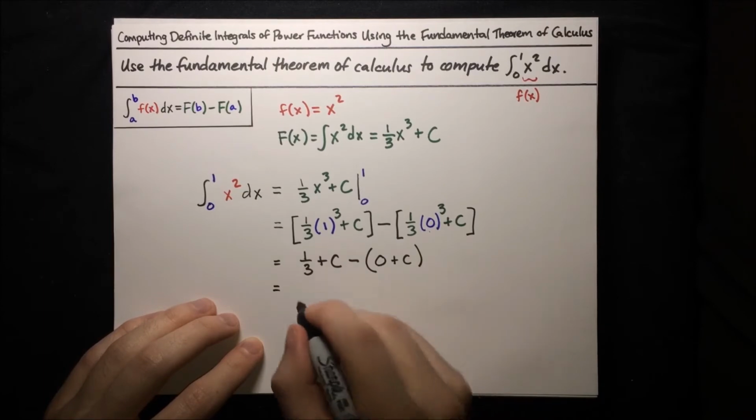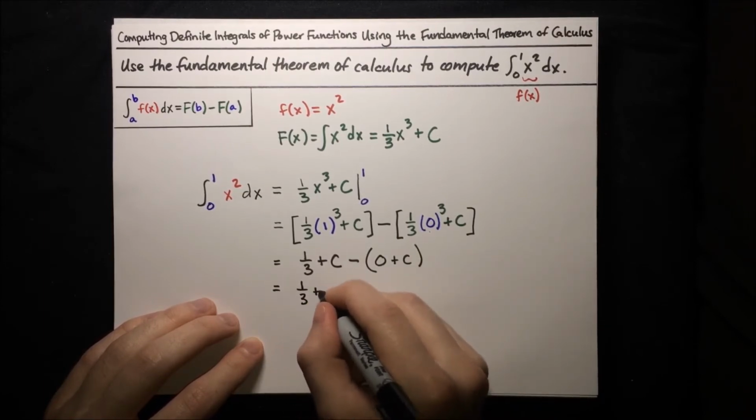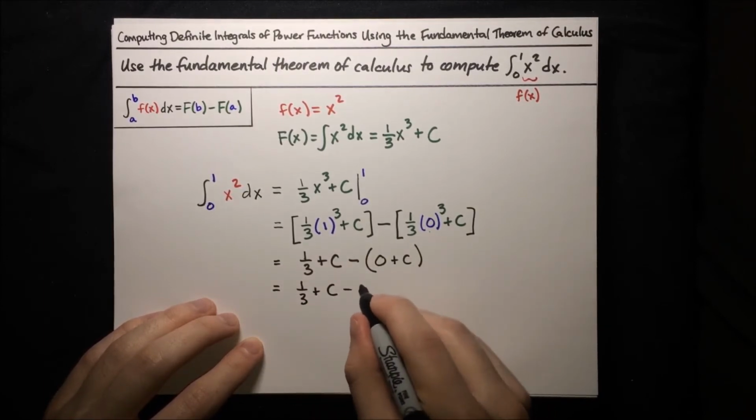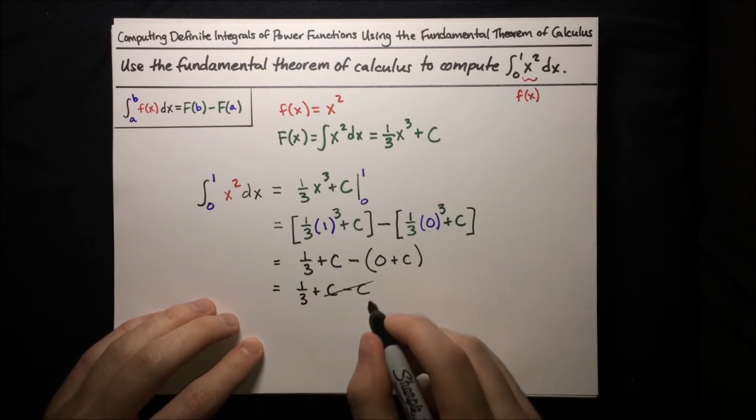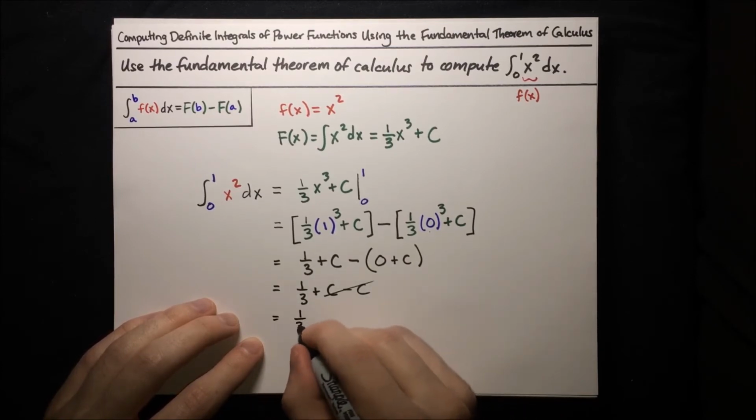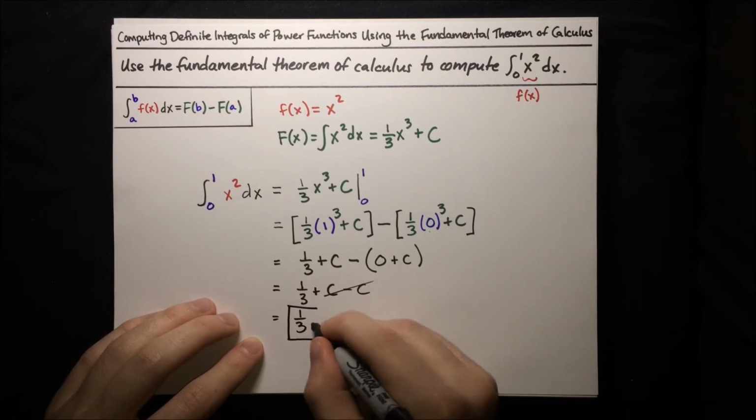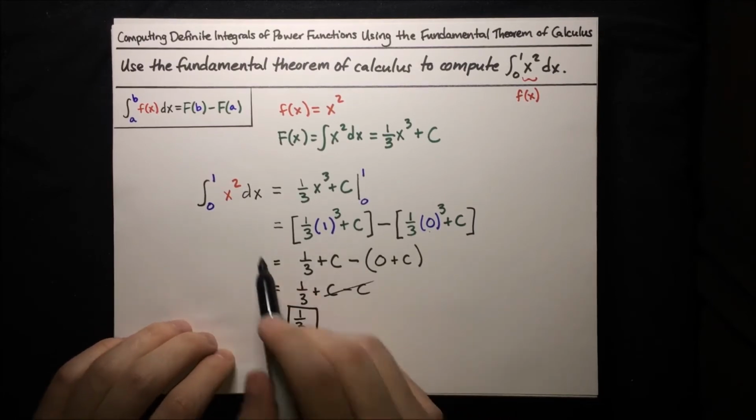So let's go ahead and simplify this. This is 1/3 plus the constant, then minus the constant. The constant just cancels, and then we just have 1/3. So there we go. That is the result of our integral.